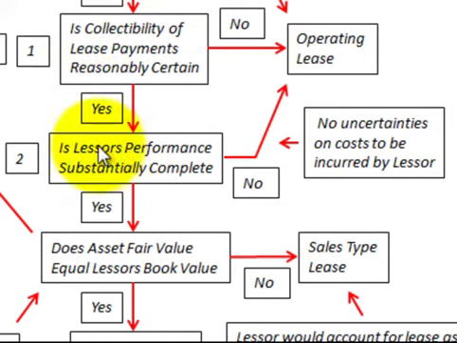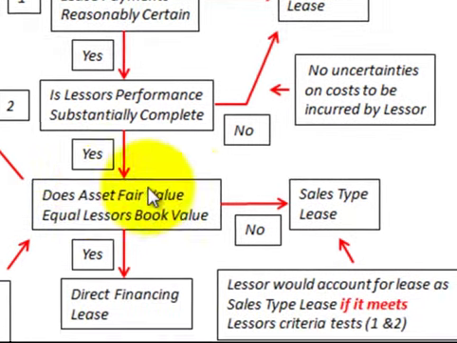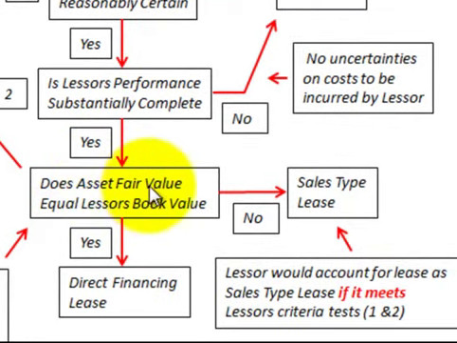So then we move on to our next test, that second additional test. Is the lessor's performance substantially complete? If no, it would become an operating lease. But what we mean by the performance here is, are there any further uncertainties on the cost to be incurred by the lessee? There shouldn't be any further uncertainties on the cost to be determined for the lessor. So if we can answer yes to that, then we move on to this last test to determine whether it's a sales type lease or a direct financing lease. And this is the key to our problem. Does the asset's fair market value equal the lessor's book value?